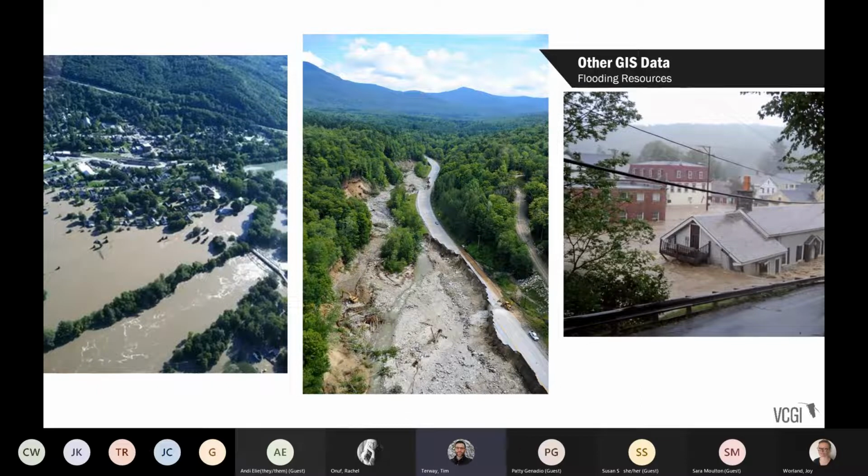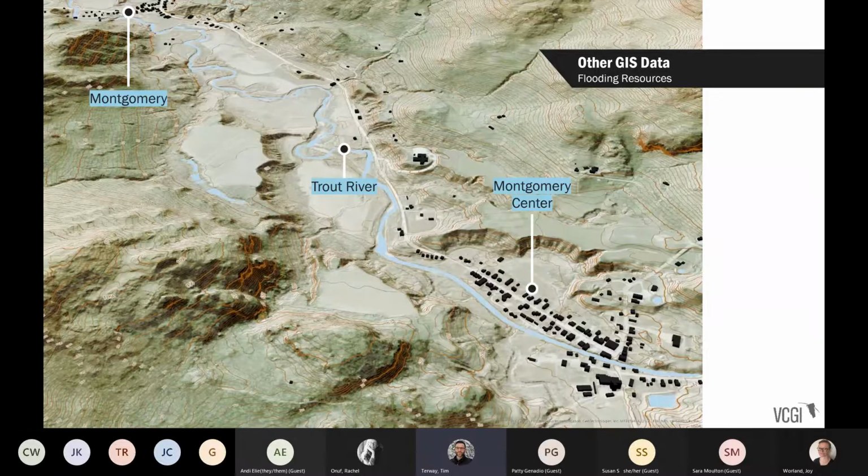Other things that are available, other GIS data, moving on from parcels, are things devoted, for example, to flooding resources. These are some images from Irene, geez, now over 10 years ago. Clearly still an ongoing concern, and rightfully so, in the state of Vermont. And the GIS resources have so too evolved with planning for flooding, right? We live in a fairly water available state.